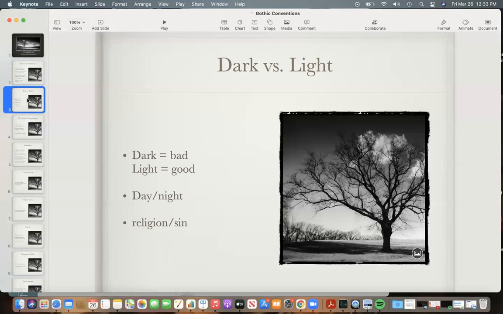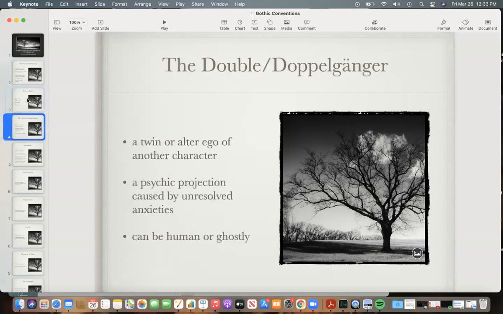And there's also sort of a religious element with this because there's a lot of stuff in the Bible about like the darkness of sin, the blackness of sin, and like letting God's light shine over you and stuff like that. So there's definitely like some dark versus light in a religious sense. The double or doppelganger. This is a really fun one. It could be a twin or an alter ego of another character.